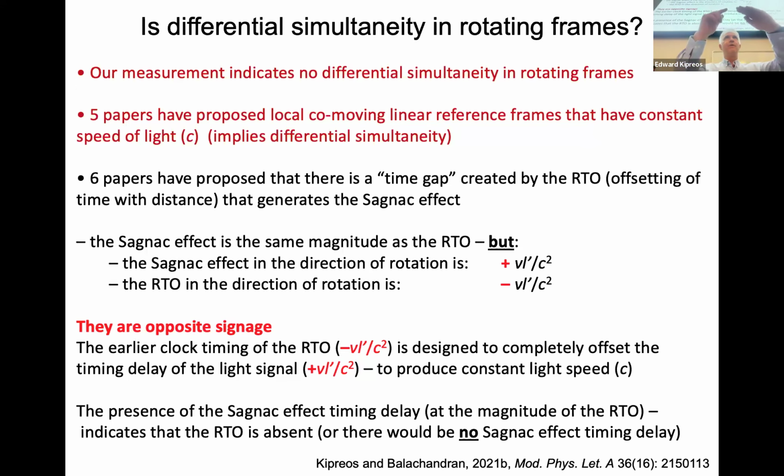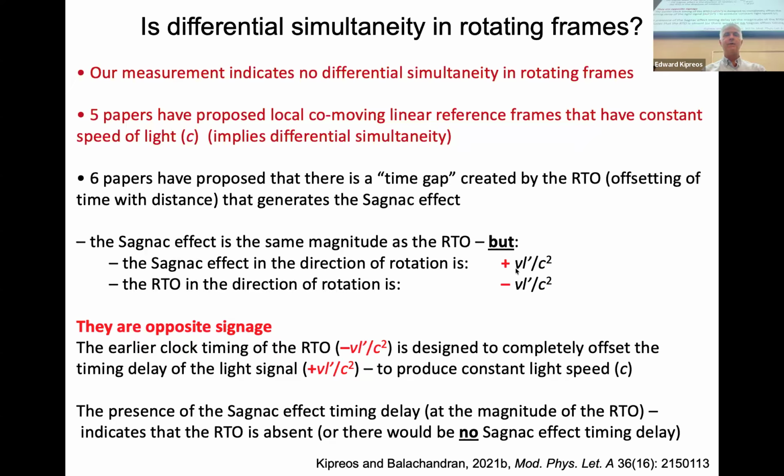But the Sagnac effect, if you send light around a circle, it's going to take longer. There's going to be a delay to catch the front. Okay, that's a positive difference. But this RTO is a negative difference. Okay, so they published these papers, but they didn't realize that the sign was opposite.